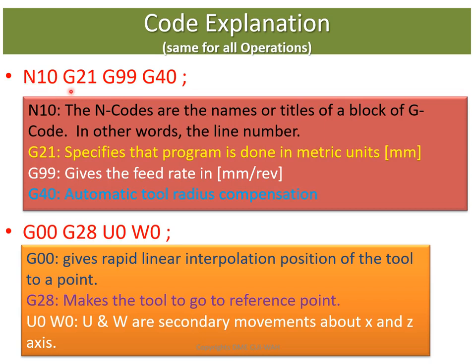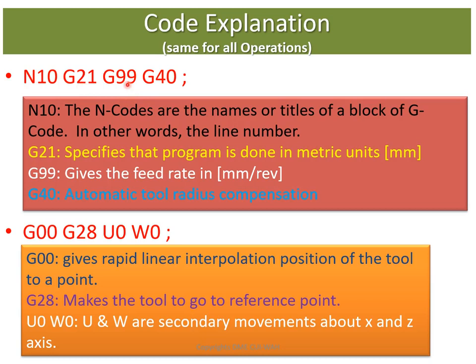The next is G21. G21 code is used to switch to the metric system of units. So when we have used G21 code, every dimension written in the code will be considered in millimeters. It is used for metric units in millimeters.